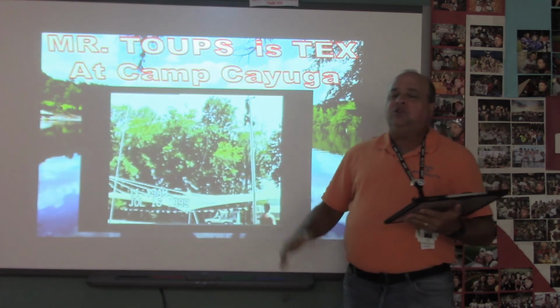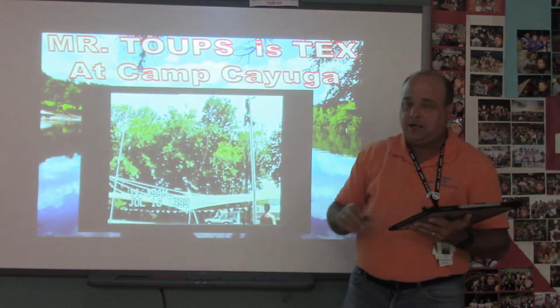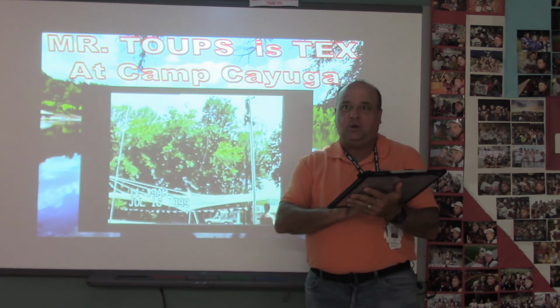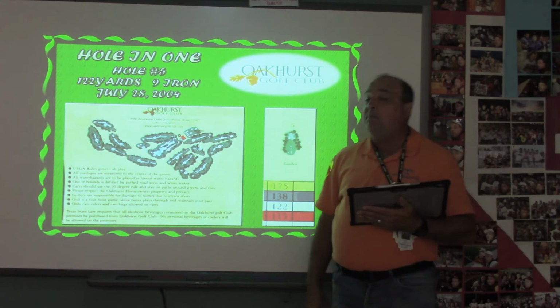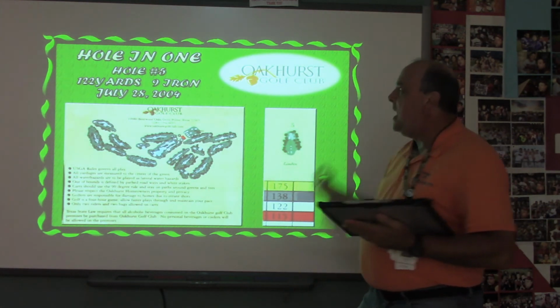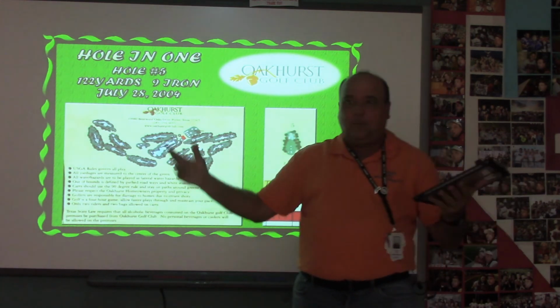Cool stuff. So that leaves the hole-in-one or the marathon. Which one's the lie? The next one is going to be a truth, and it is a hole-in-one. Mr. Toups actually made a hole-in-one in golf. 9-iron, just hit it. It hit the green. It disappeared. It went in the hole. It was pretty cool.